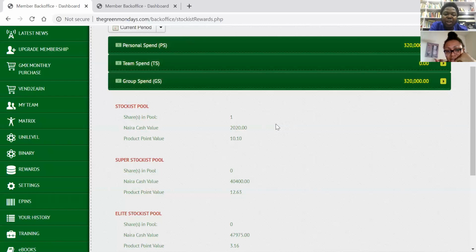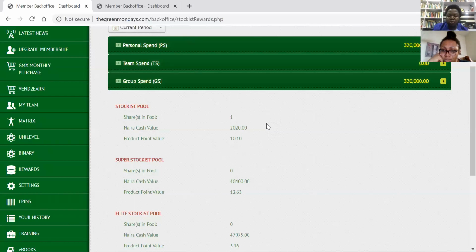Now, under the Super Stockist pool, the Super Stockist pool currently pays out 40,000 Naira. And the product points is 12.63. You know, this is the first day of the month, so there's still going to be more inputs. There's still going to be growth happening there. A lot of things are still going to happen. Under the Elite Stockist, the Elite Stockist pays out currently 47,975. It will be growing as the month is growing.